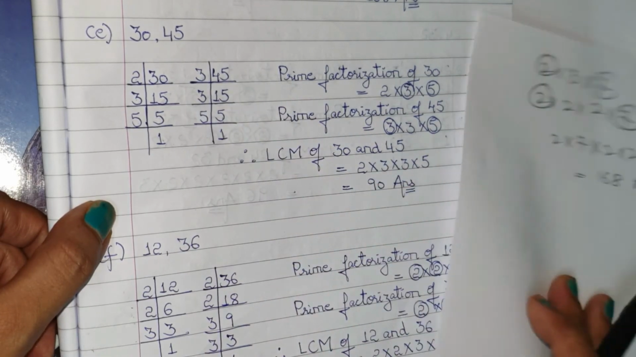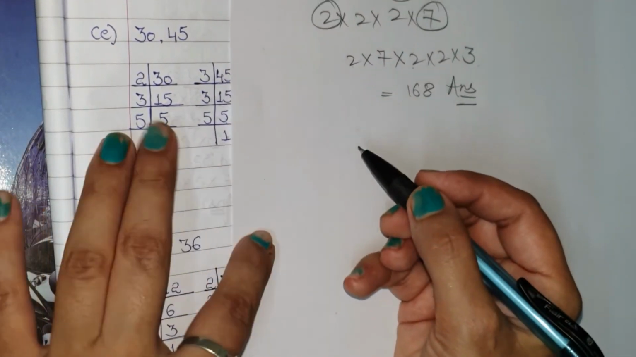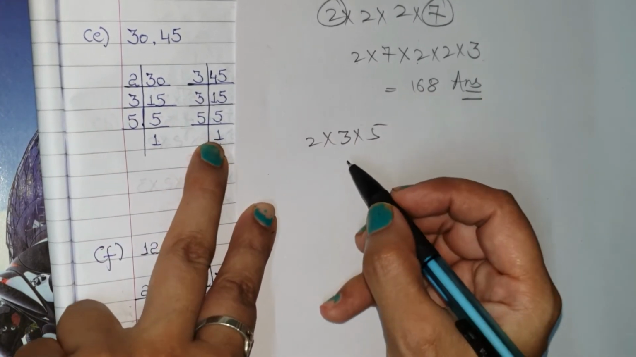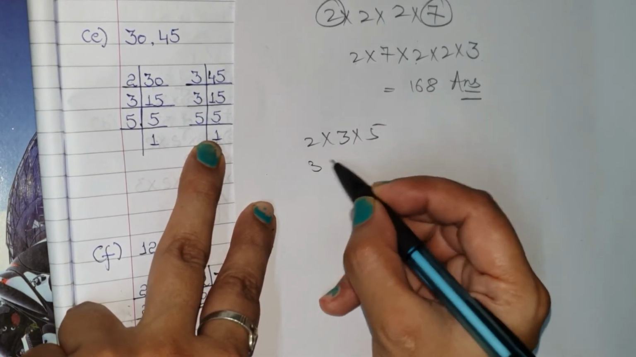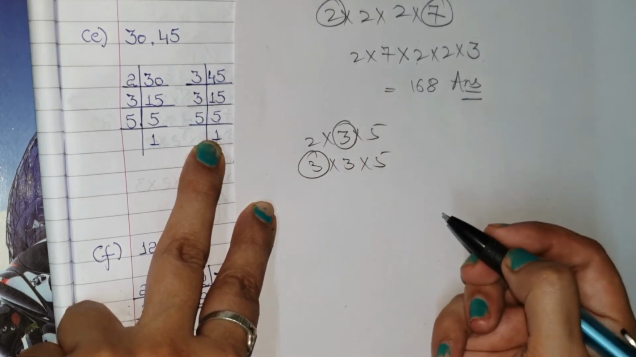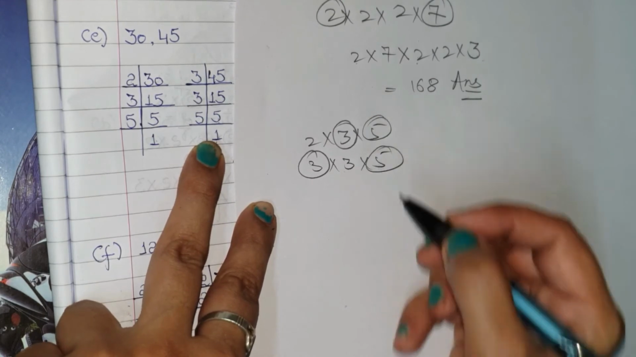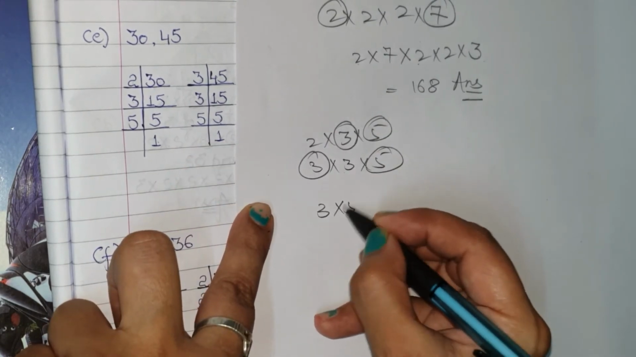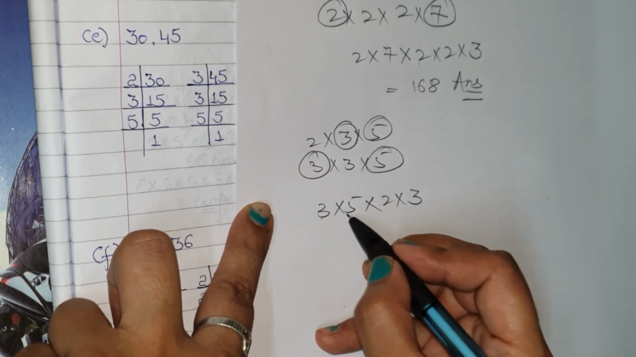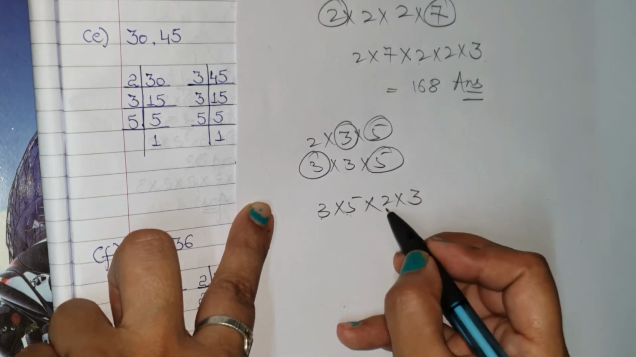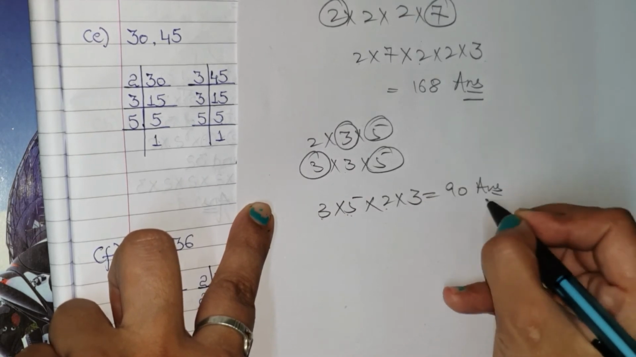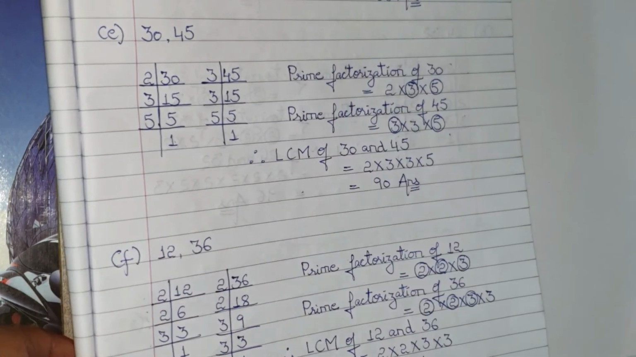So what are the prime factorization of 30? It is 2 into 3 into 5, and the prime factorization of 45 is 3 into 3 into 5. Now take the common. So the common is 3 which is coming in both and 5 which is coming in both. So common you will write first 3 and 5 and then write the uncommon 2 and 3. So 3 5s are 15, 15 2s are 30 and 30 3s are 90. So 90 will be the LCM by prime factorization method.